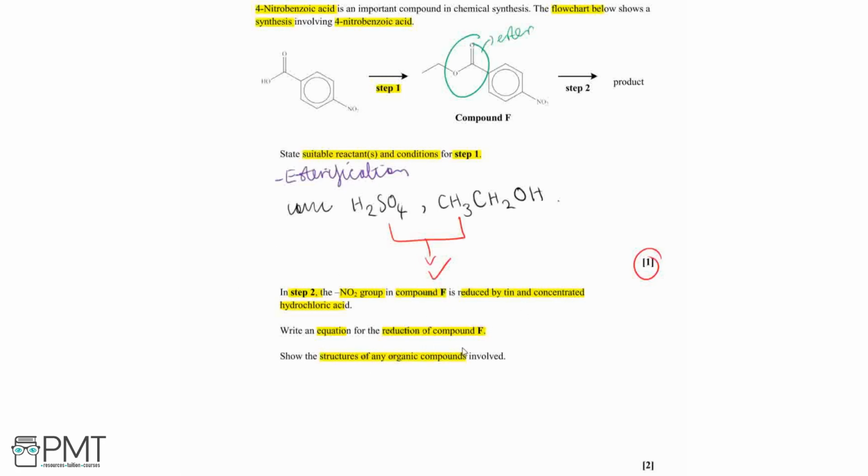We've got our reduction reagents here, and this NO2 group is going to be reduced to an NH2 overall. So we're making an aromatic amine in this question. So let's start off our equation. So we'll start off by drawing out our compound F for our first part of the equation overall.